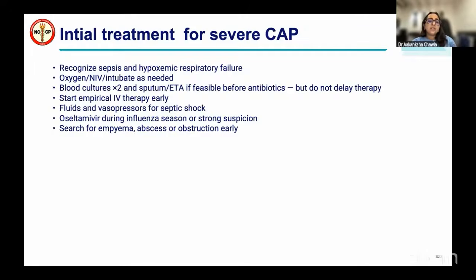Then what would the initial treatment for severe CAP look like? So you need to recognize complications, you need to recognize the severity, look at your patient, rule out sepsis, hypoxemic respiratory failure, whether the patient requires oxygen, non-invasive ventilation, or needs to be intubated. You've sent the appropriate microbiology that we just discussed and started the patient on empirical IV therapy.